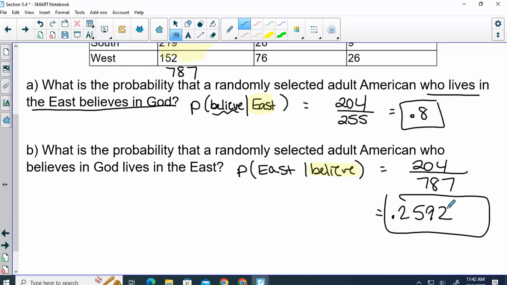So you have to pay attention to your conditional. Once you know your condition, that is the only portion you are looking at, because we already know that is true. Any questions on that one?